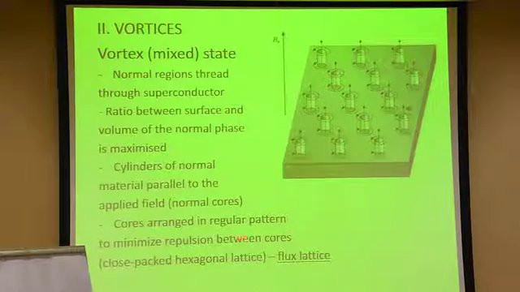Now, because we do have interaction between currents and interaction between the flux lines, it happens that in a very, very clean superconductor, the cores arrange in a regular pattern to minimize the repulsion between cores. And this one is the close-packed hexagonal lattice, which is the flux lattice. So these are called Abrikosov vortices.